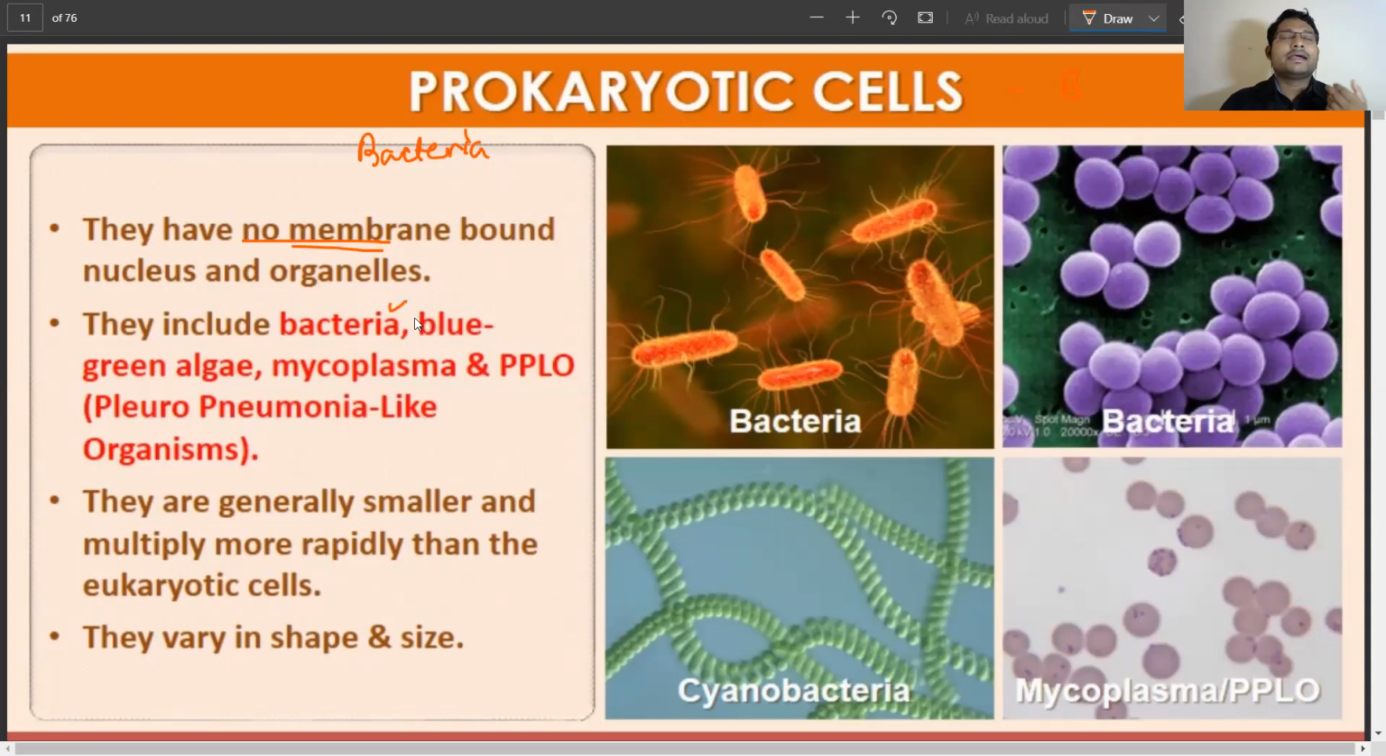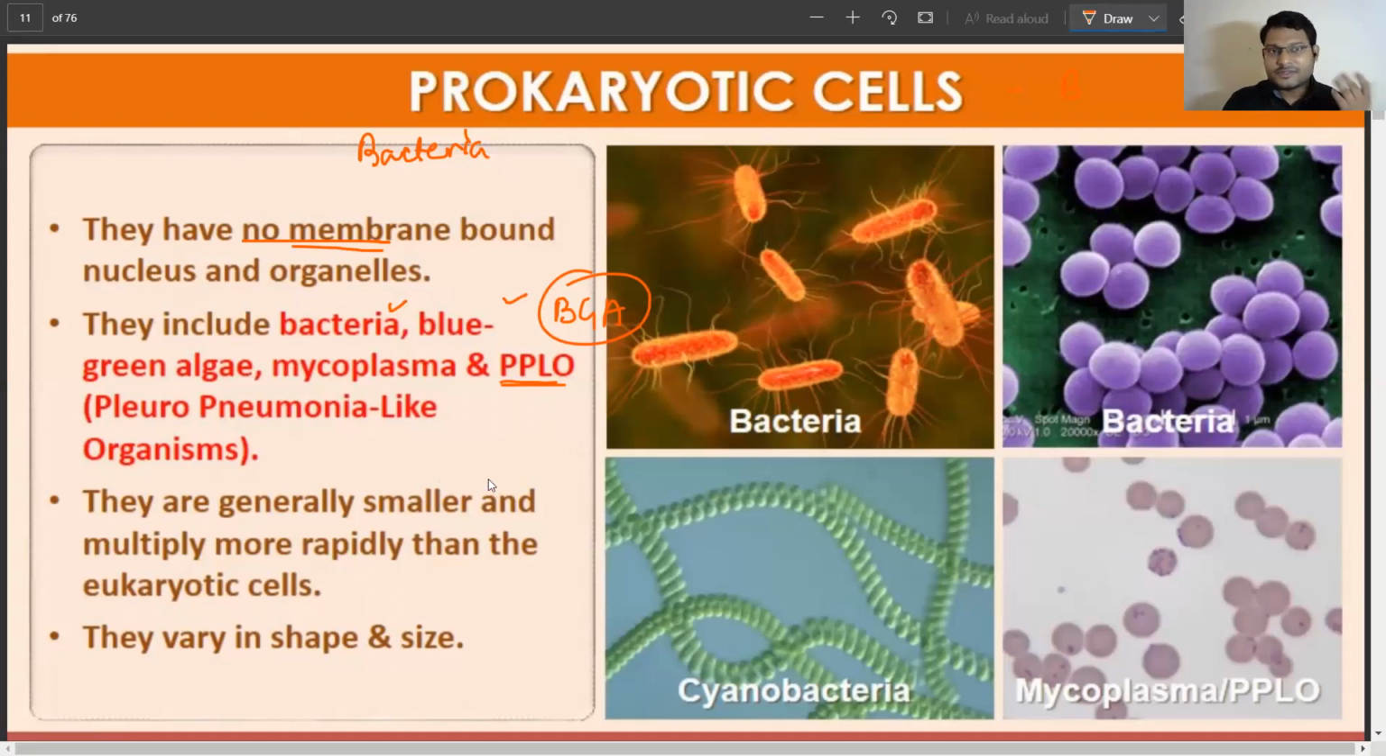If you remember, we talked about two categories of bacteria, archaebacteria and eubacteria. I hope you remember that. But anyway, bacteria are there. Then the blue-green algae, or the BGA, also known as the cyanobacteria. Then we have the mycoplasma and the PPLO, pleuropneumonia-like organisms. So all of these are prokaryotic organisms or prokaryotic cells. And typically they're smaller than the eukaryotes, and they can multiply much faster than the eukaryotes.